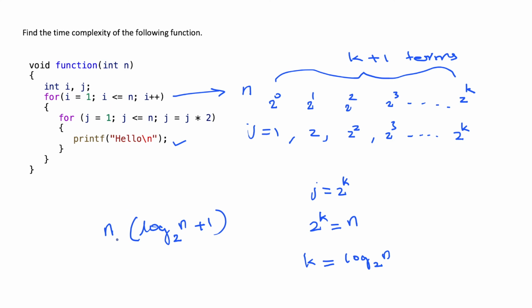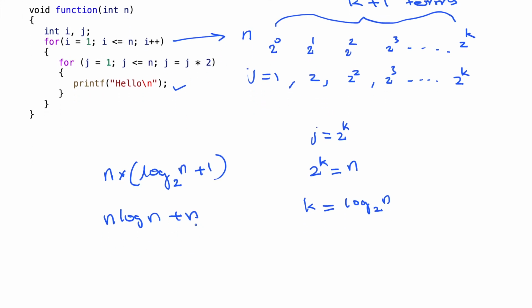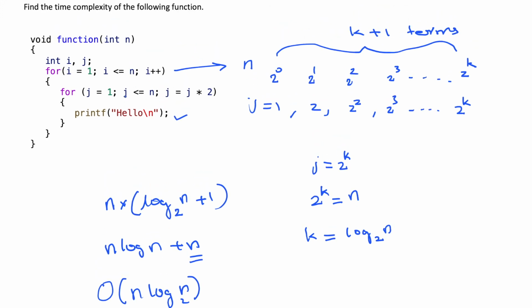So in total we have n into log n plus 1 times. If you multiply this expression, then you will have n log n, I am omitting the base, plus n. In this expression, the term with highest growth will be n log n for a very large value of n. So I can neglect this one, and I can write it as big O of n log n. So this is the time complexity of this particular function.